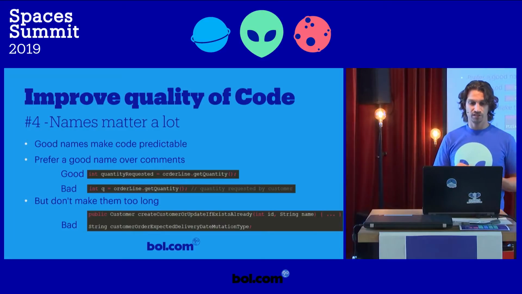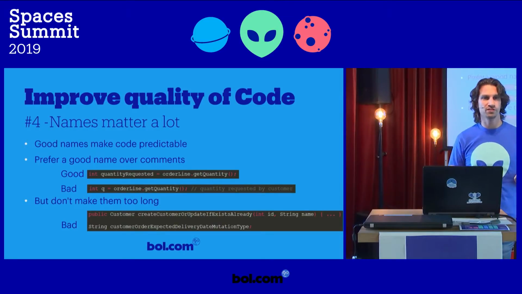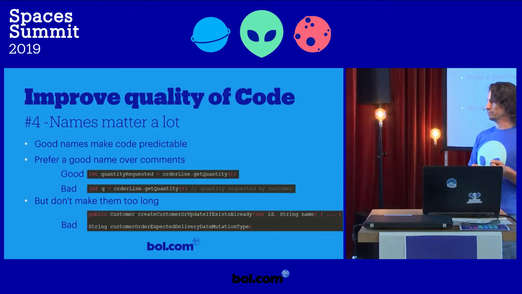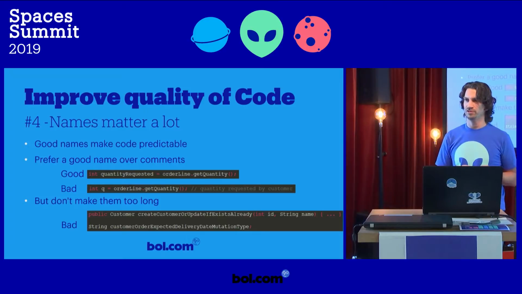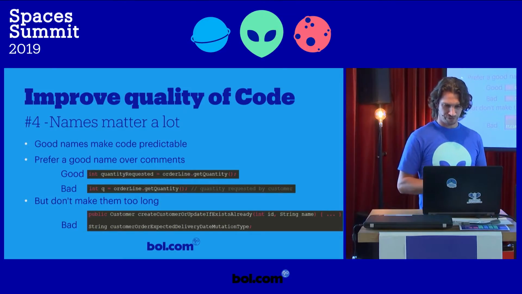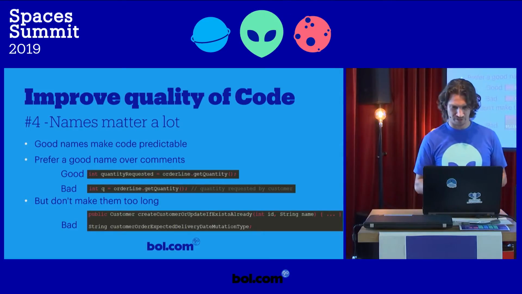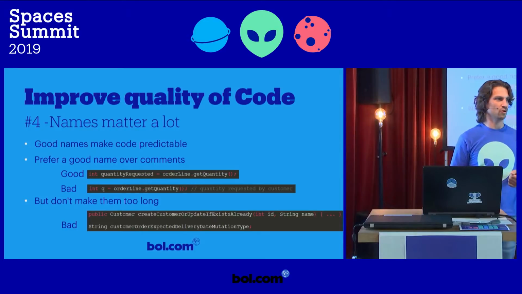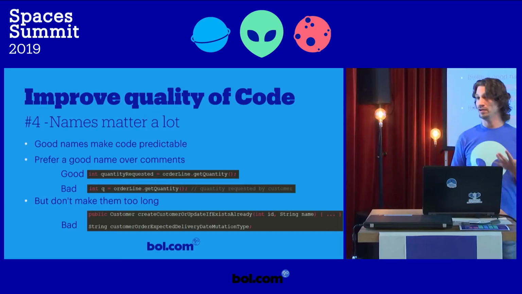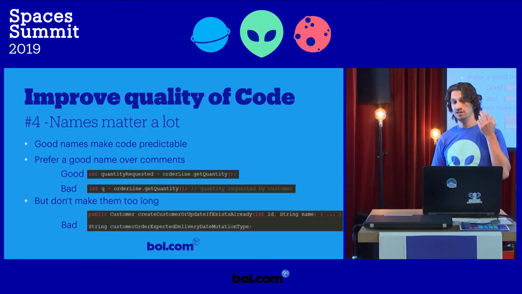However, there's a catch, at least I believe. You should not make your names too long, because at least for me personally, I stop reading at a certain point. I can only read so many characters of a method name or a variable name, and then I basically stop reading. So in this example, I've written down a customer order expected delivery date mutation type. That's so long, probably it's not going to work. So you have to make a balance, like find names that are proper but not too long.